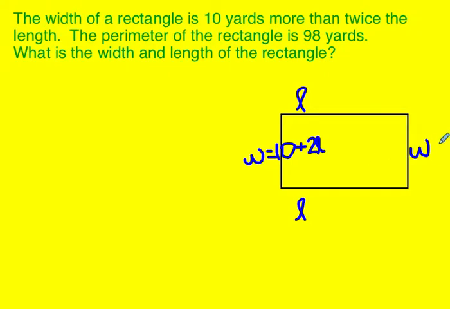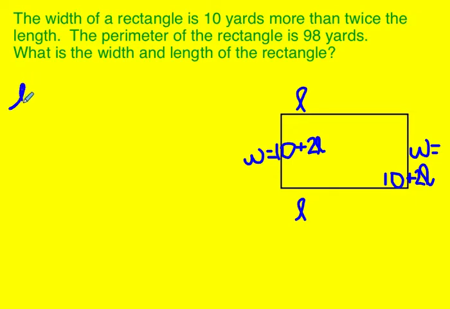So if that is the width over there, then it will be the same over here on the right-hand side. So I'm going to have to squeeze it in, but the same thing, 10 plus 2L. So now I have every single side I can describe with something that has an L in it, so all the same variable. And if I add all of the sides together, that's going to tell me the perimeter.